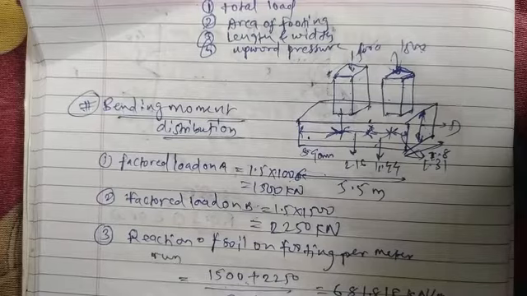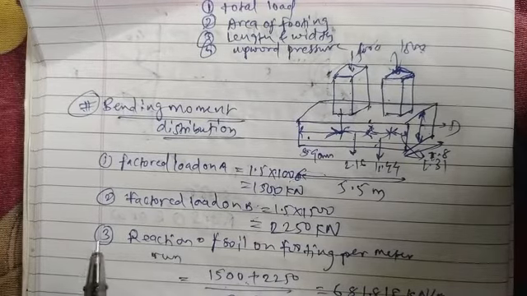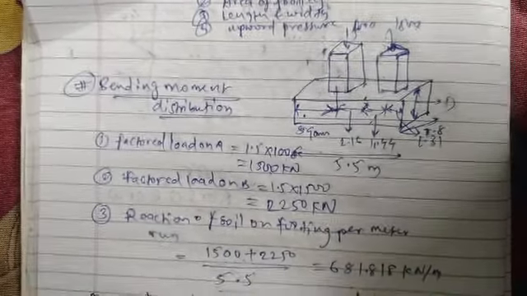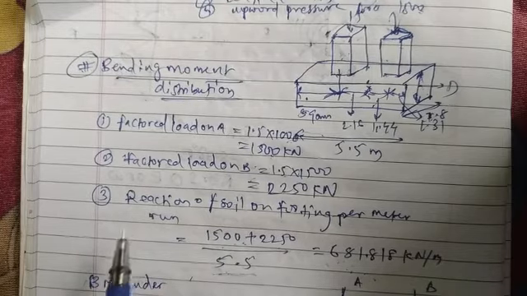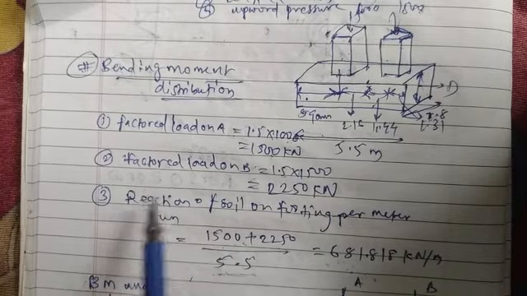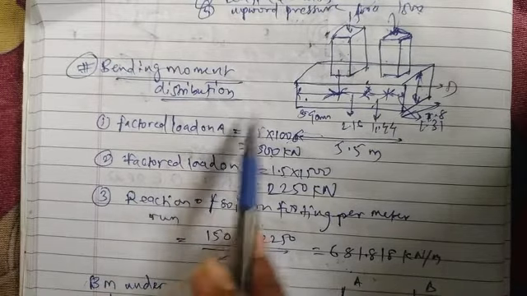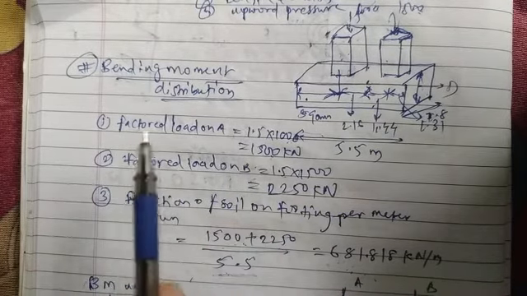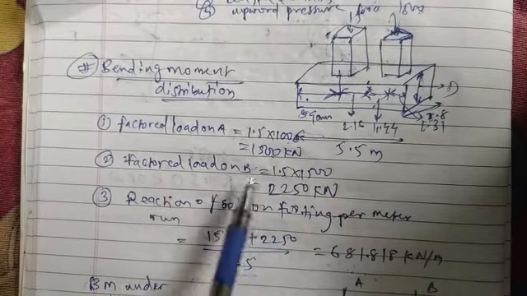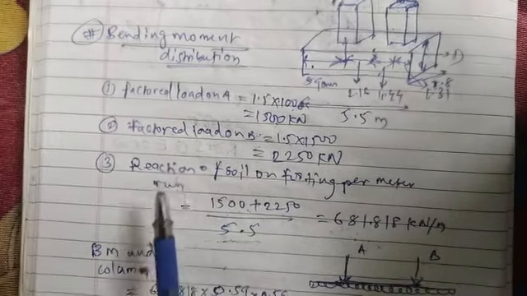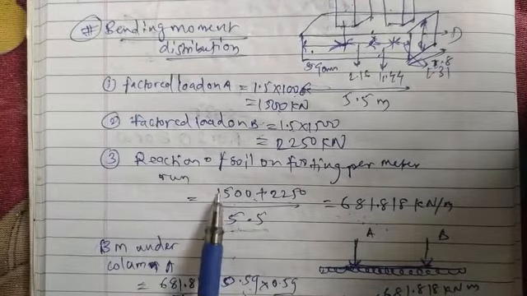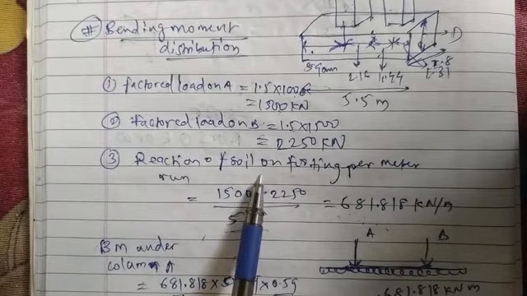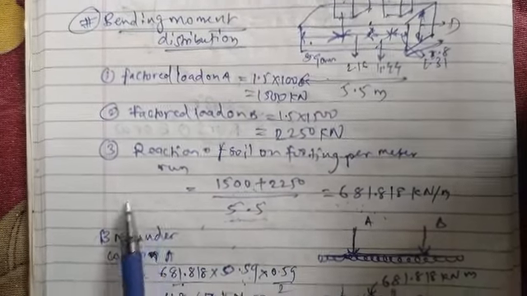After the calculation of net upward soil pressure, we have moved towards the calculation of bending moment distribution. In that, to calculate the bending moment at various points, first of all we need to convert the given column load into factored load. So that's why we have converted these loads into factored load by multiplying by 1.5. So from this we have calculated the reaction of soil on footing per meter run.